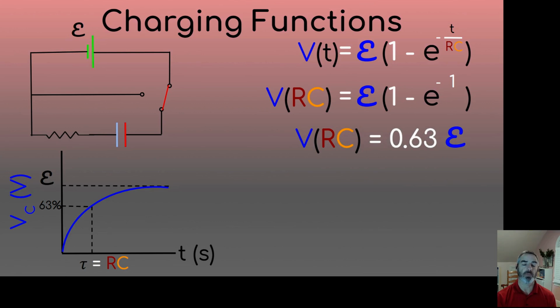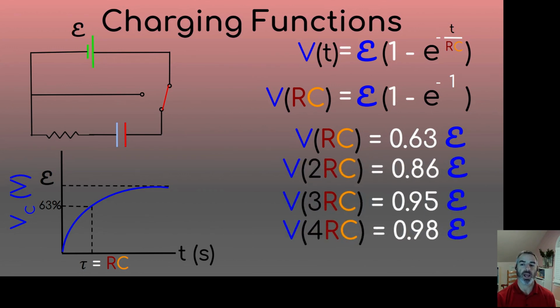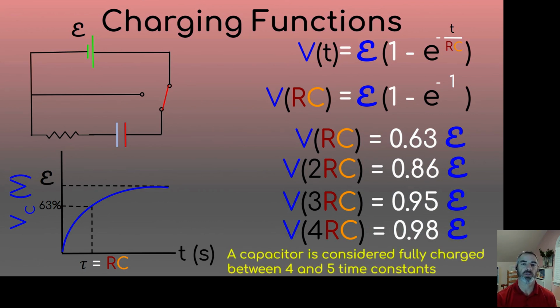Then we can repeat that process for two time constants, 3, 4, and so on, and it's going to give us different percentages: 0.86 EMF, 0.95 EMF, and 0.98 EMF after four time constants. Now, it's generally assumed that a capacitor is considered fully charged somewhere between 4 and 5 time constants, because it gets pretty close to 99% charged after a fifth time constant.